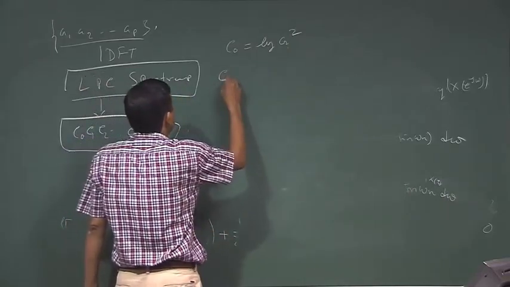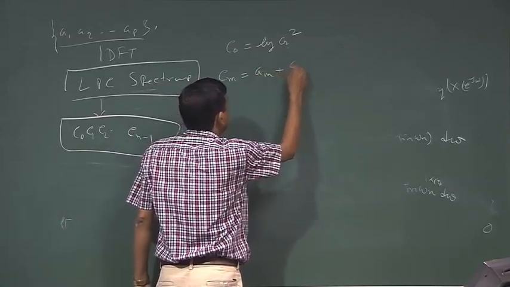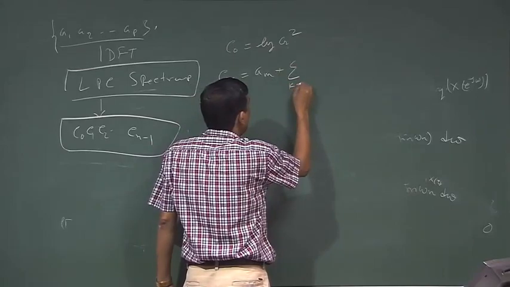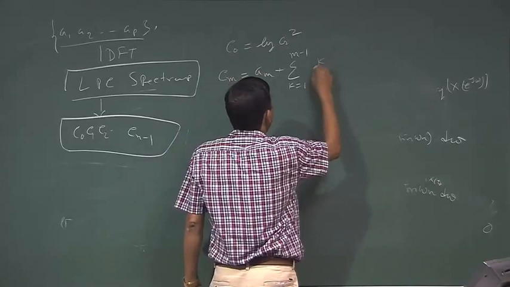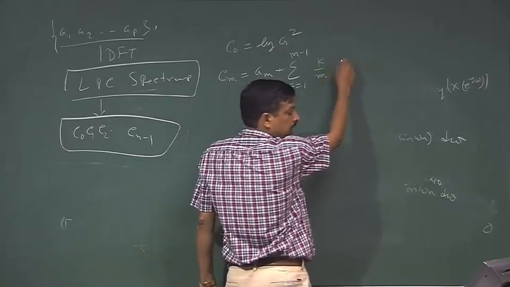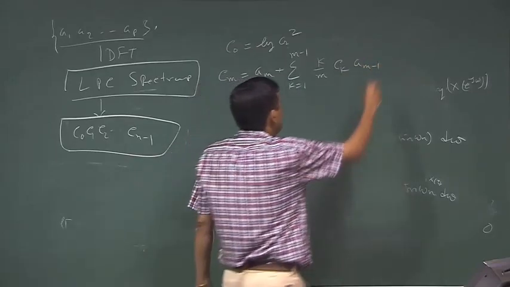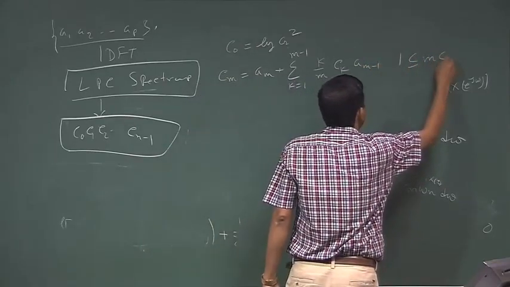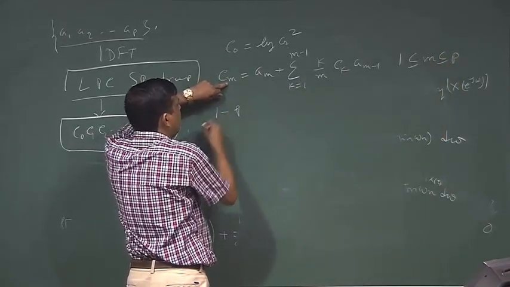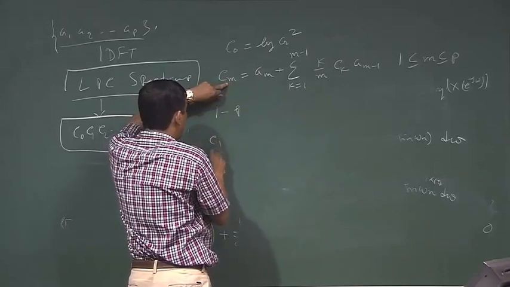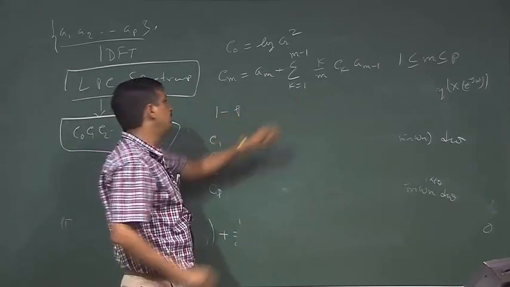Then I can say Cm is equal to Am plus the sum over k equal to 1 to m minus 1 of k by m into Ck A m minus k, where m equals 1 to p. So, if m varies from 1 to p, then I can get C1, C2 dot dot dot Cp using this equation.